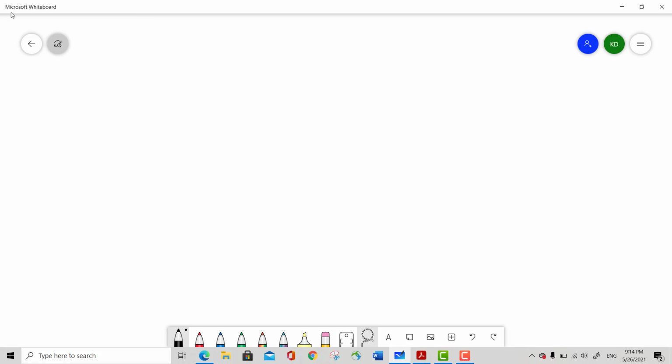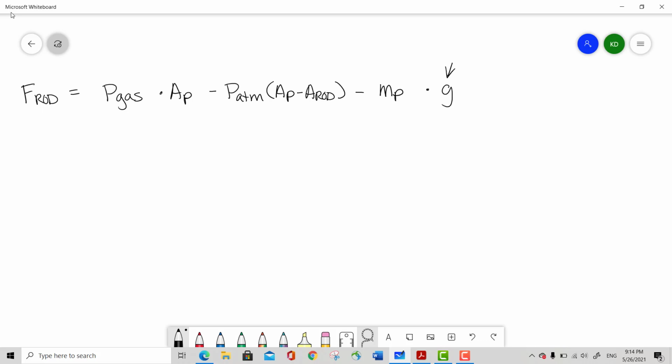Okay, so we just found out this formula, right? We just worked that out. Gas times the area of the piston minus atmospheric pressure times the area of the piston minus the area of the rod, minus mass of the piston times our constant gravity. This is always constant and it will always be given. It's never changing, so you will always have it. Okay, so let's just plug in for what we know.